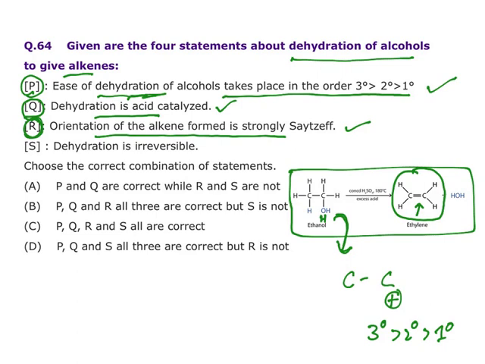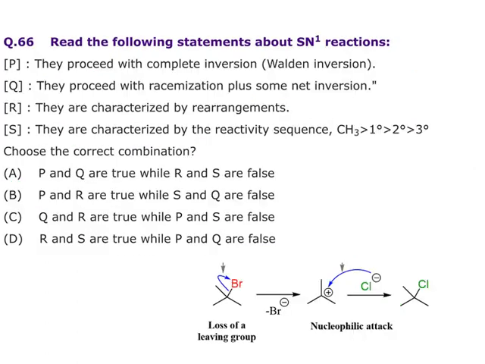Now dehydration is irreversible. No, it is reversible. So this is not correct. So we need to figure out the answer. So except S, all of them are true. So P, Q, R, all 3 are correct, but S is not. This is the right answer. So again, this is a concept-based question. Moving to the next one.